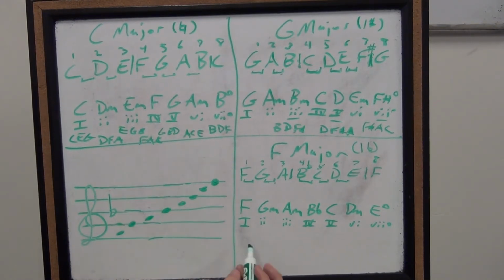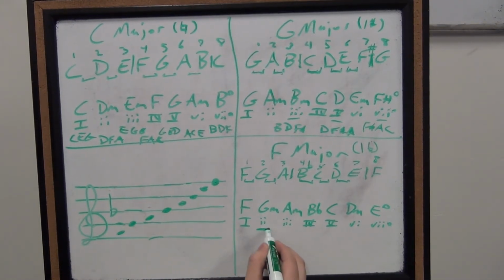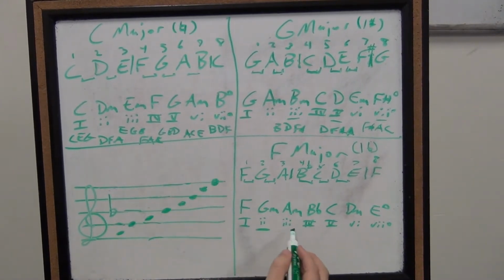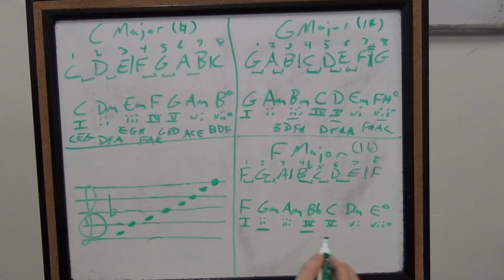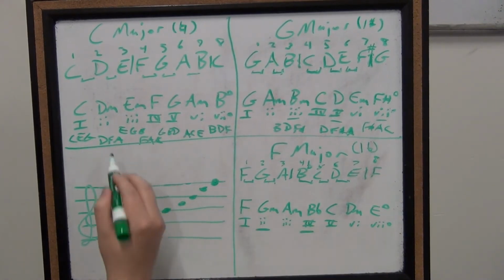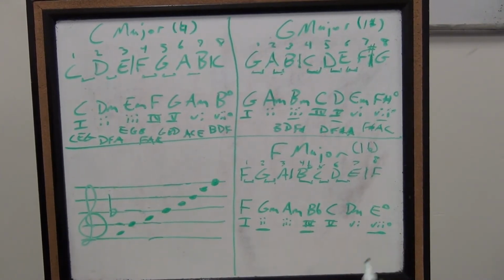Okay. So again, let's look at which chords are new this time. F is old news, we've already seen that. G minor is new though, right? A minor is old news. B flat's new though, we haven't seen that. C major is old news. D minor is old news. And then E diminished is new.